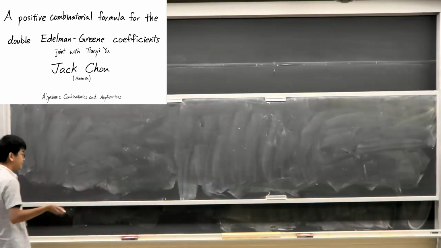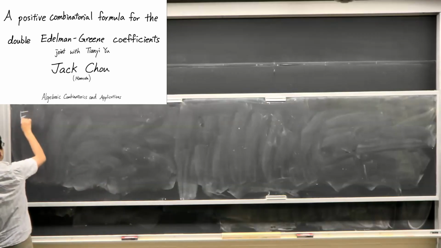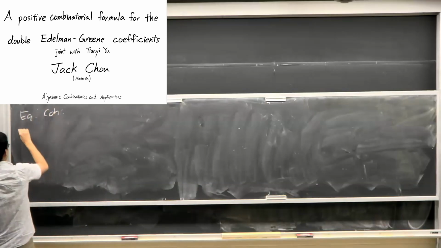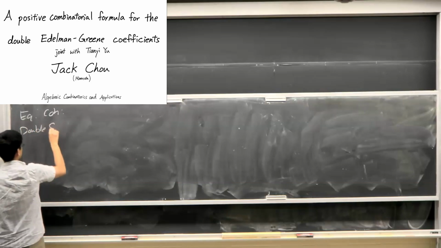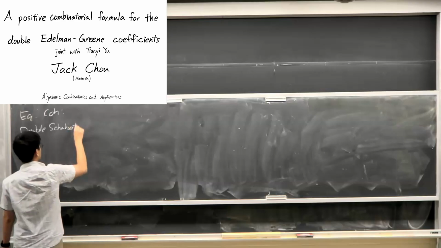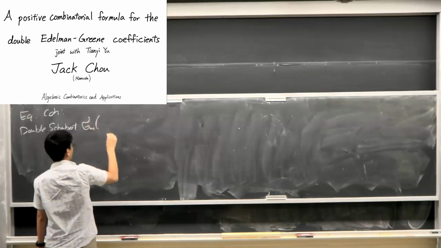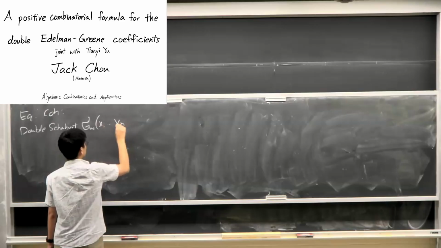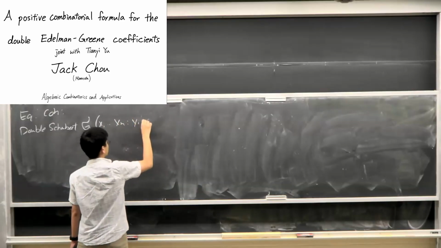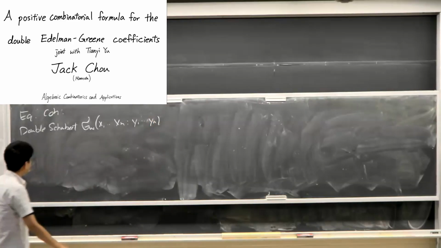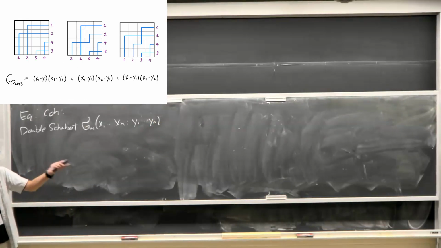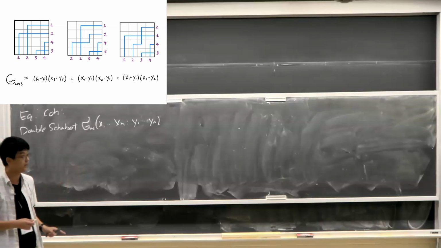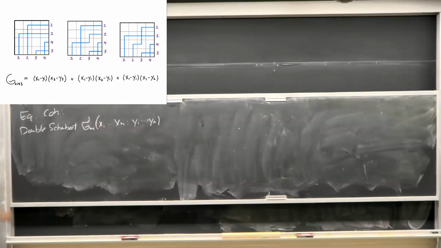The first deformation we've seen earlier: if we consider equivariant cohomology, then we have the double Schubert polynomials, which are polynomials labeled by a permutation and have variables x1 to xn and y1 to yn. And as seen in Tong's talk, there's a combinatorial formula in terms of bumpless pipe dreams that can compute these polynomials. You sum over bumpless pipe dreams, where the weights are given by the row and column places of the blank tiles. Okay, so this is the first deformation.